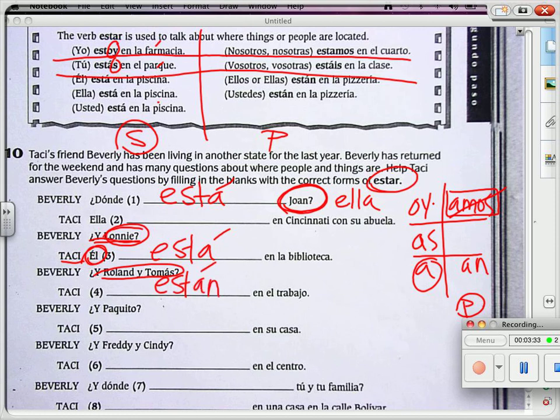And then Beverly asks about Paquito. And then she asks about Freddie and Cindy. And then look down here at number 7. Who's she looking for at number 7? She's looking for tú y tu familia. If you said that, you're right. If you didn't, loser. All right, so that's it for that section. I'm going to stop it and pull up the next one. You should be able to finish this by yourself.